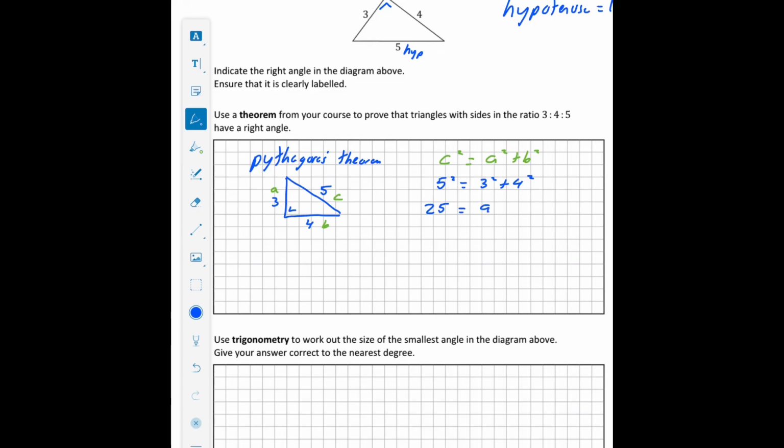So 25 is equal to 9 plus 16. 25 is equal to 25. Now obviously 25 is equal to 25. So that worked out. Pythagoras' theorem worked. So when we use the numbers 3, 4, and 5, it worked. Therefore, the triangle is right angled.